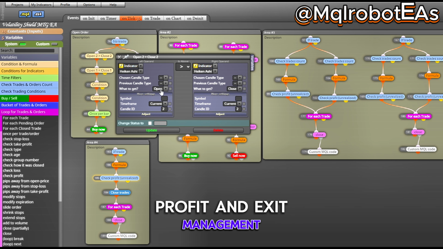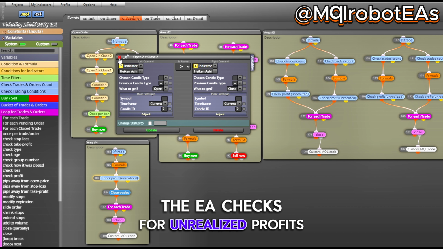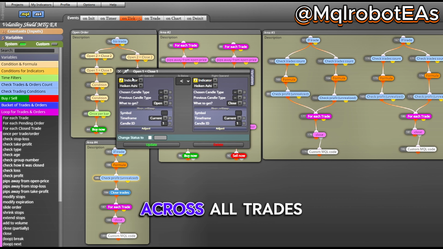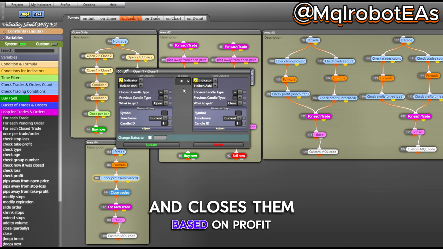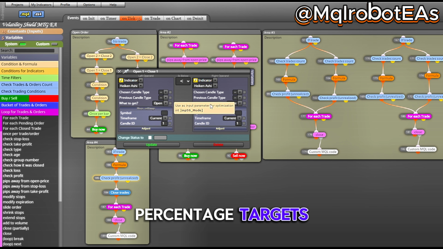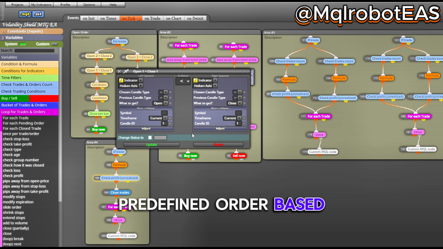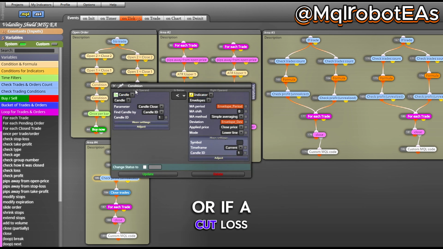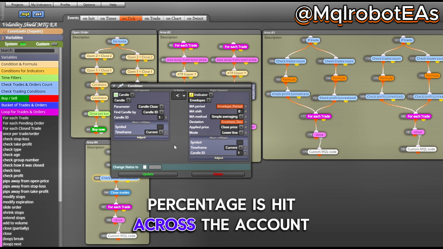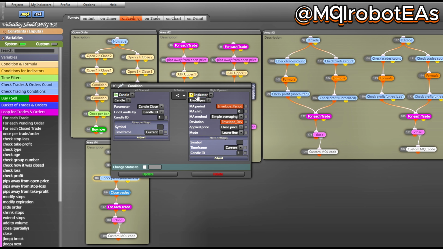Profit and exit management. The EA checks for unrealized profits across all trades and closes them based on profit percentage targets, predefined order-based thresholds, or if a cut-loss percentage is hit across the account or trade group.